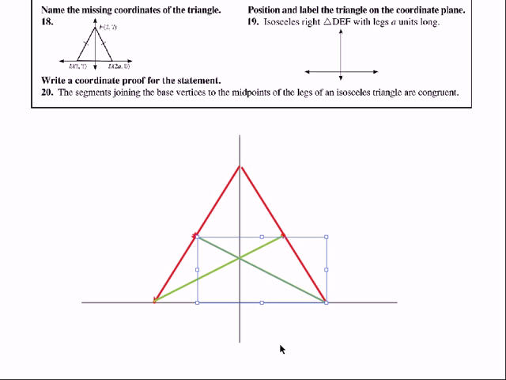And what am I trying to do? I'm just trying to show that the segments joining the base vertices are congruent. So the two green ones, I'm trying to show that the two green ones are equal to each other. Does that make any sense? Yes. All right, so let's label this.